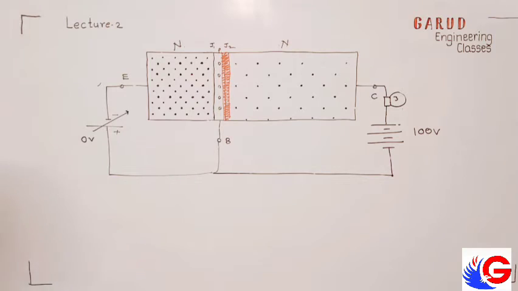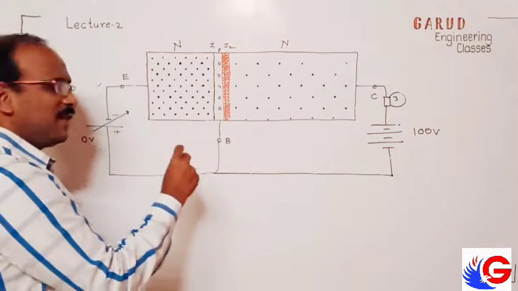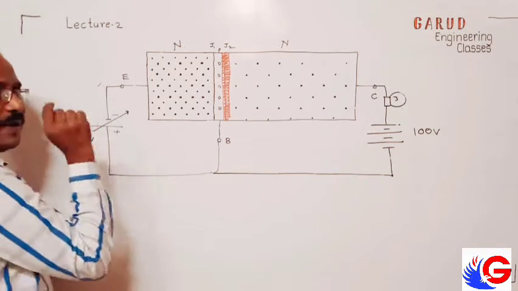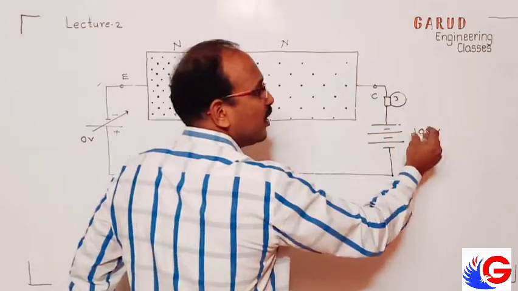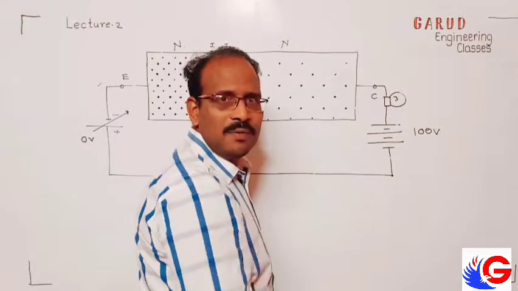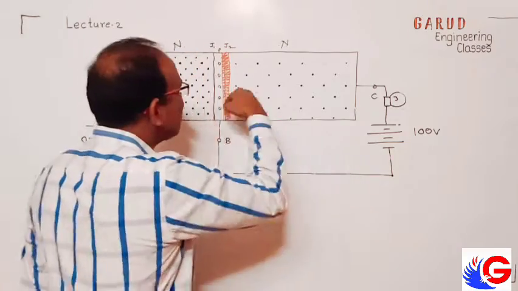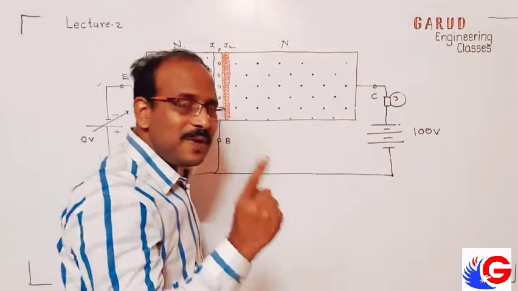Got it? Now we have to do something. See, what to do here? Our job is what? If I increase the voltage, will anything happen? No, nothing will happen because this junction is already reverse biased. Now we will be using a trick.